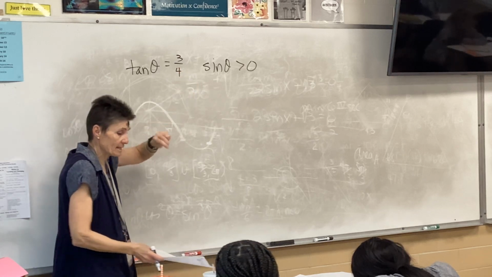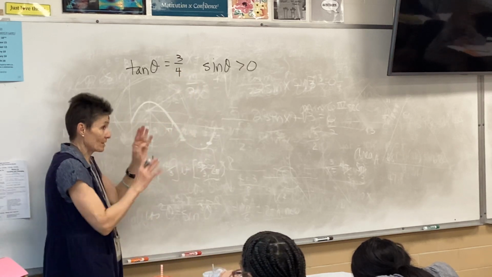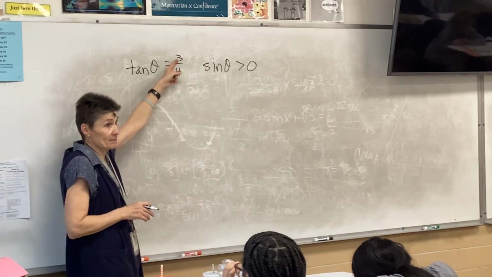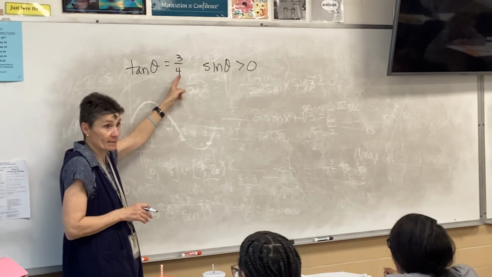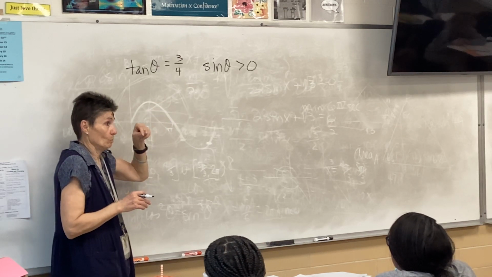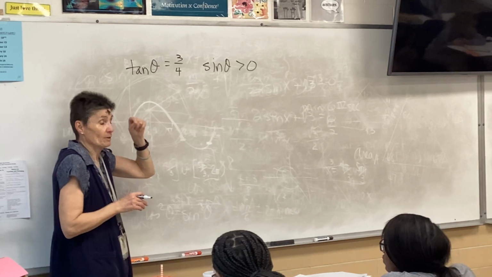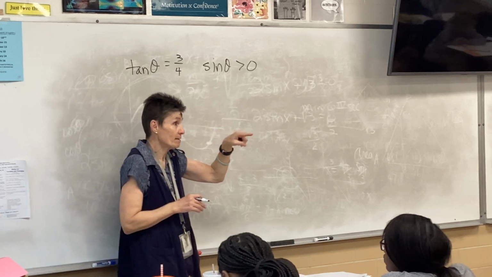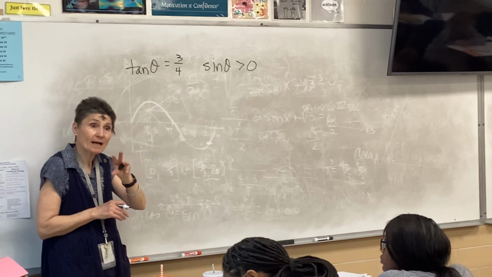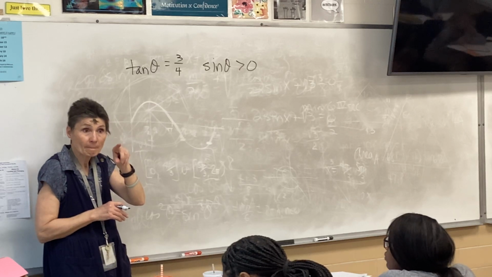All right? So let's think about what we know. We know we got a triangle out there somewhere. Opposite is 3 and adjacent is 4. Now, what do I not know? Well, I don't know the hypotenuse, but I can find that, right? I don't know where to draw it. But actually, I have everything I need to figure that out.